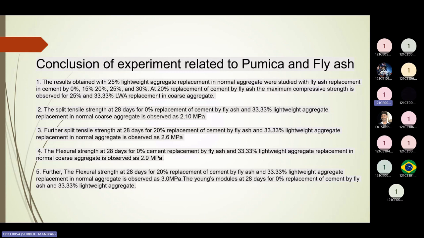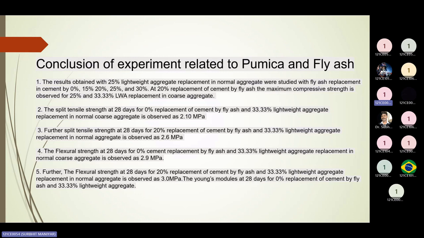The flexural strength at 28 days for 0% replacement by fly ash and 33.33% lightweight aggregate replacement in normal coarse aggregate is observed as 2.9 Newton per millimeter square. Further, the flexural strength at 28 days for 20% replacement of cement by fly ash and 33.3% lightweight aggregate replacement in normal aggregate is observed as 3 Newton per millimeter square.